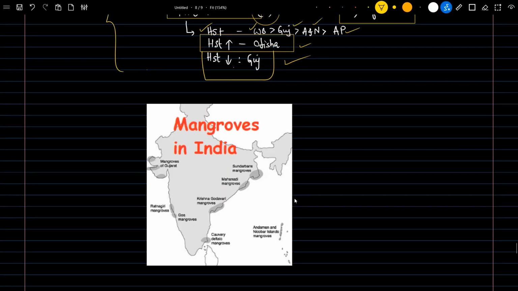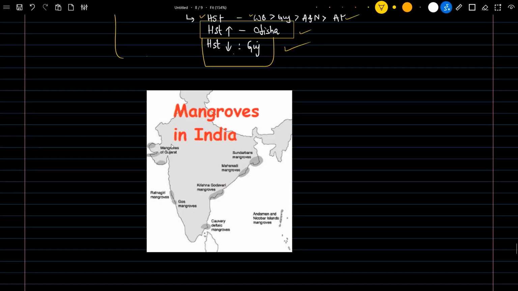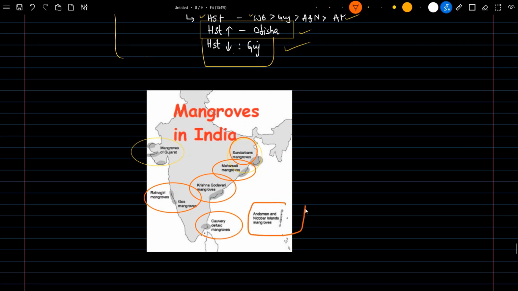So let's see some of the places where mangroves are present in India. In Gujarat, in the Sundarban region of West Bengal, in Mahanadi in Odisha, the Krishna Godavari mangroves in Andhra Pradesh. At Goa, there are places where mangroves are present, and also the Kaveri Delta in Tamil Nadu. Next is the Andaman Nicobar Islands. So mangroves are present both in the west coast as well as the east coast. But understand, coral reefs are present only in the west coast, not in the east coast. But of course, in Andaman Nicobar they are present.